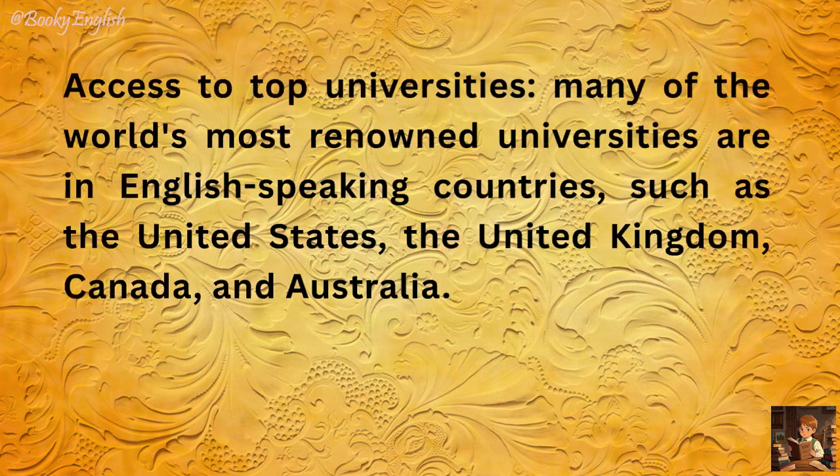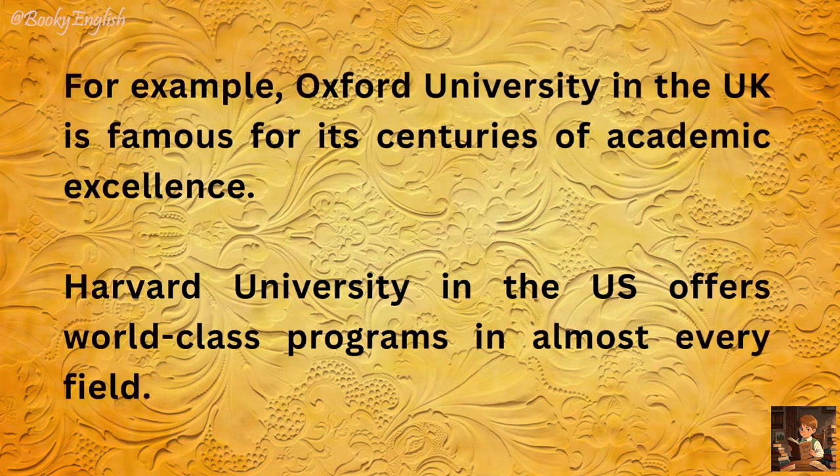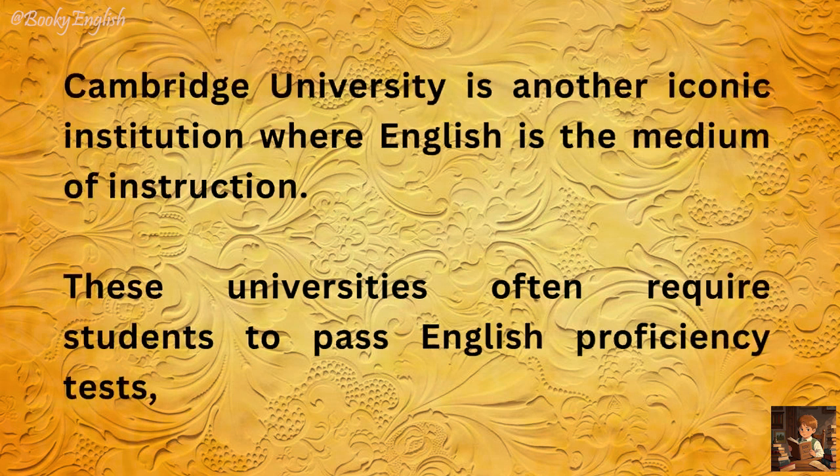Access to top universities. Many of the world's most renowned universities are in English-speaking countries, such as the United States, the United Kingdom, Canada, and Australia. For example, Oxford University in the UK is famous for its centuries of academic excellence. Harvard University in the US offers world-class programs in almost every field. Cambridge University is another iconic institution where English is the medium of instruction.